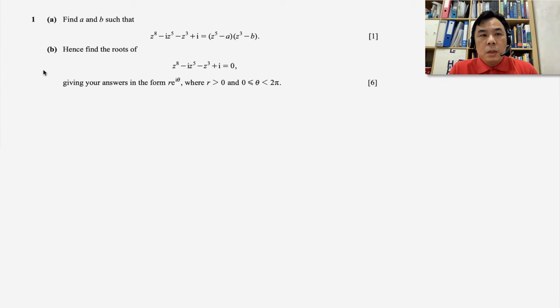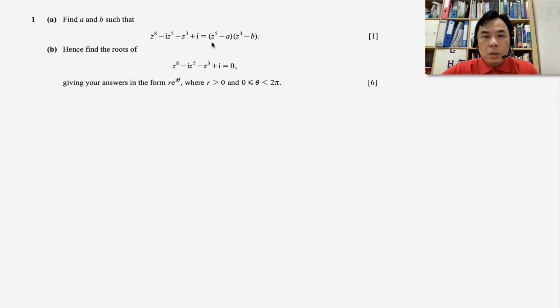The first question here is complex number. Now find A and B such that the complex number on the left hand side satisfies the complex number on the right hand side. Now that should not be any problem at all. This is mainly just a comparison. So I'm going to rewrite this again.